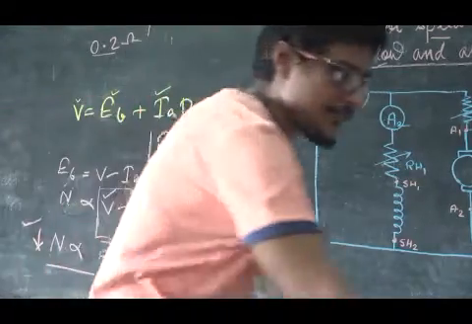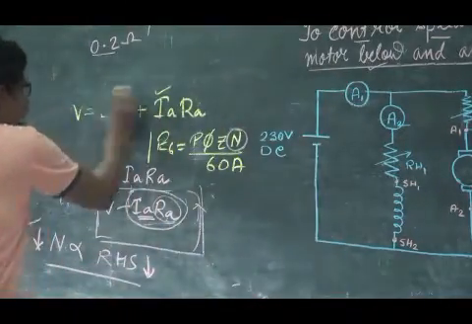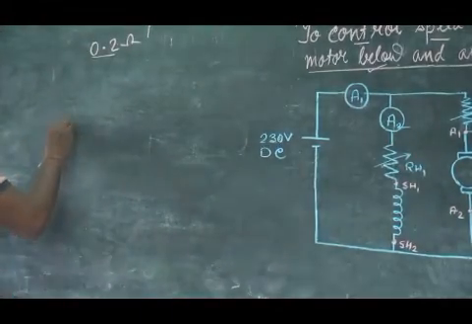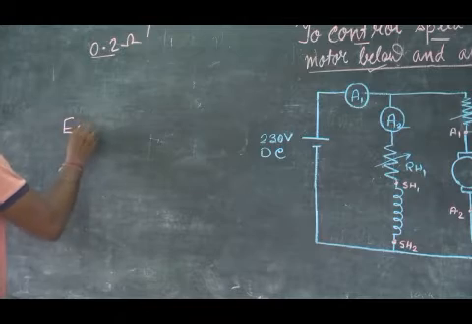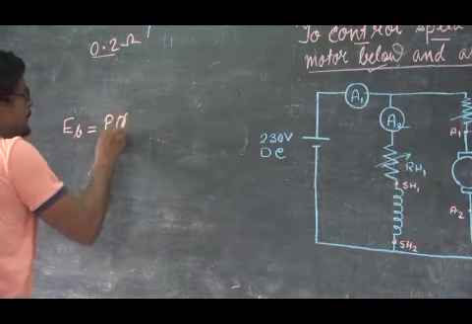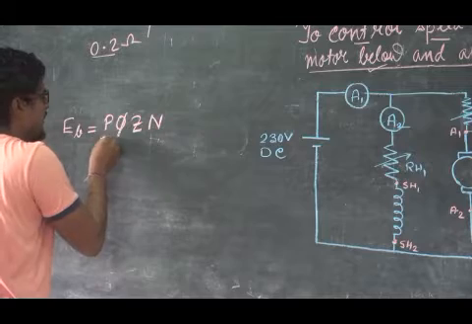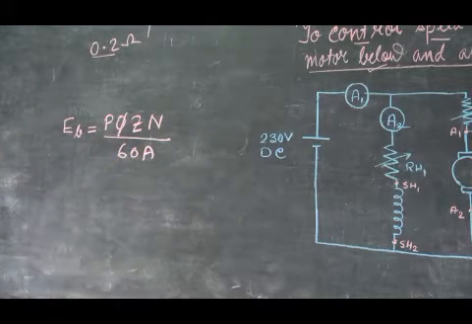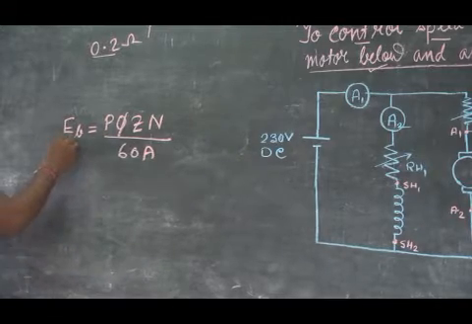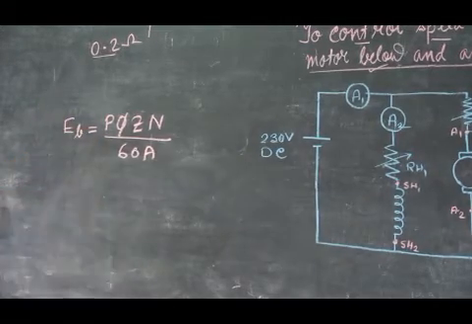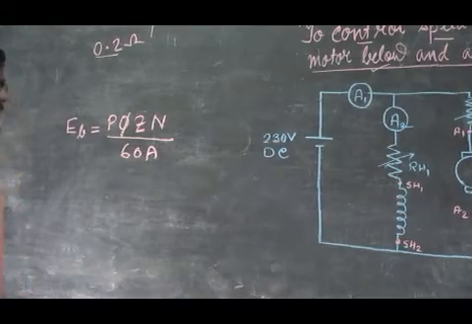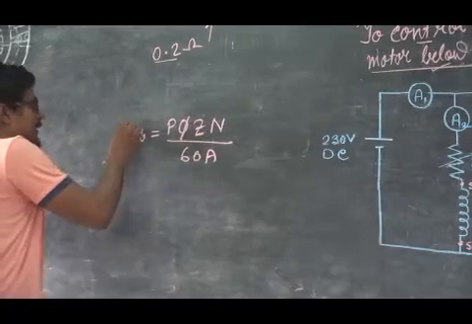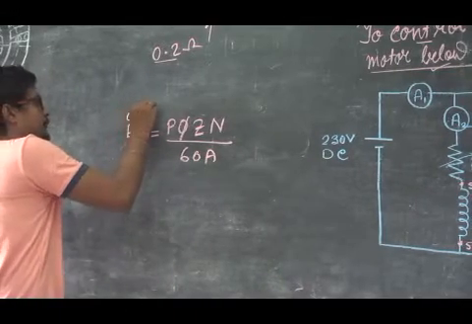Now talking about the second method, that is to obtain the speed above rated speed, concentrating on the EB factor of the motor, that is EB equals P phi Z N by 60 A. For a certain back EMF that is constant, when you are not changing the back EMF, let us see what happens to the other parameters. Let us assume that EB we are keeping to be a constant value.